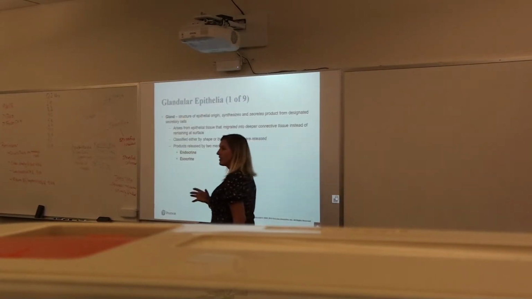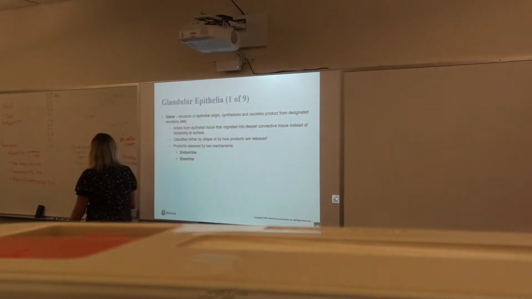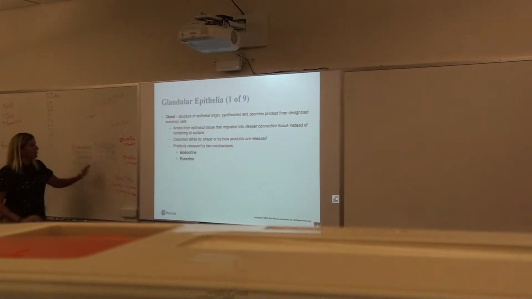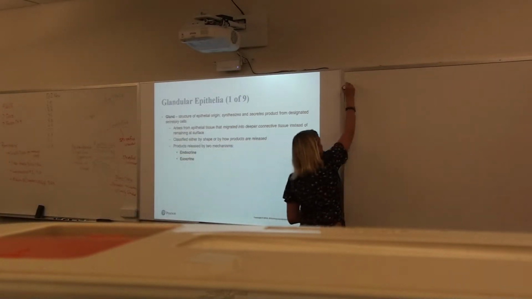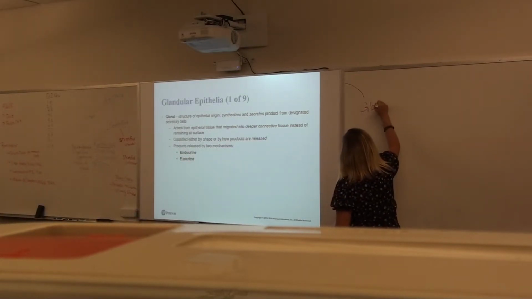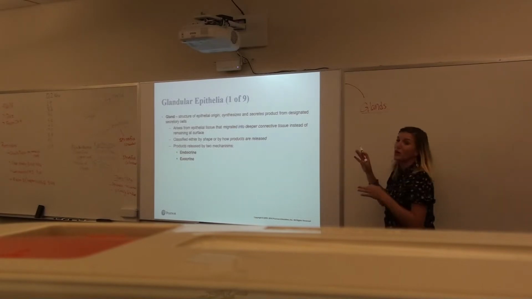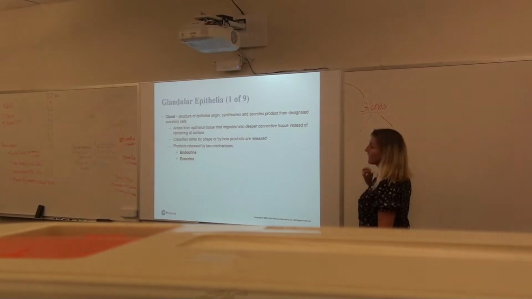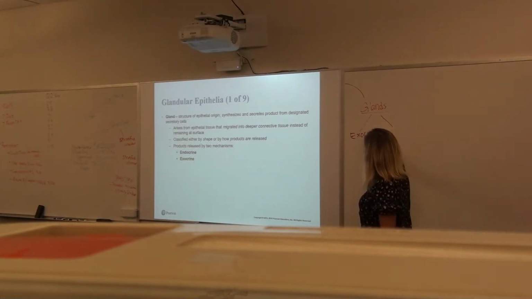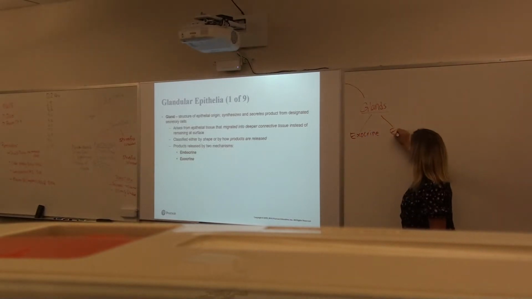So the other thing that kind of goes along with epithelial tissue is glands. I'm just going to do it over here. Eventually I'll have to erase all of this because the whole graphic organizer is not going to fit, but that's okay. There are two types of glands in our body: exocrine glands and endocrine glands.